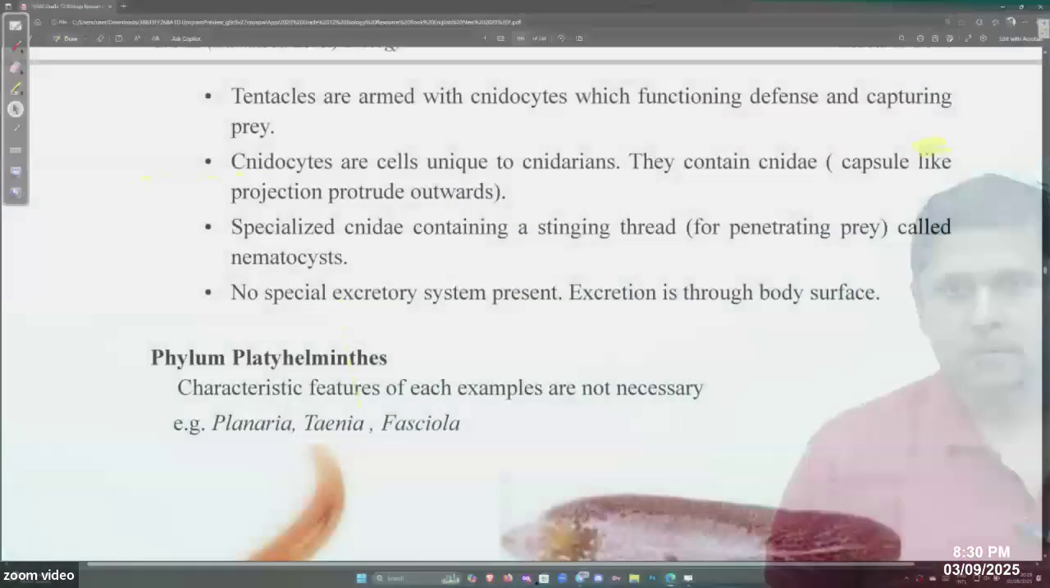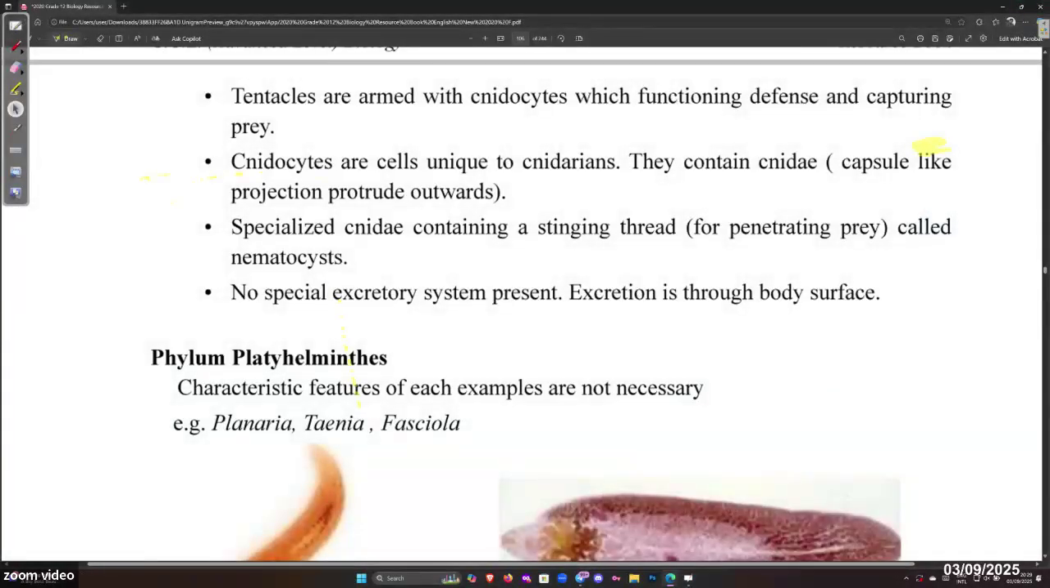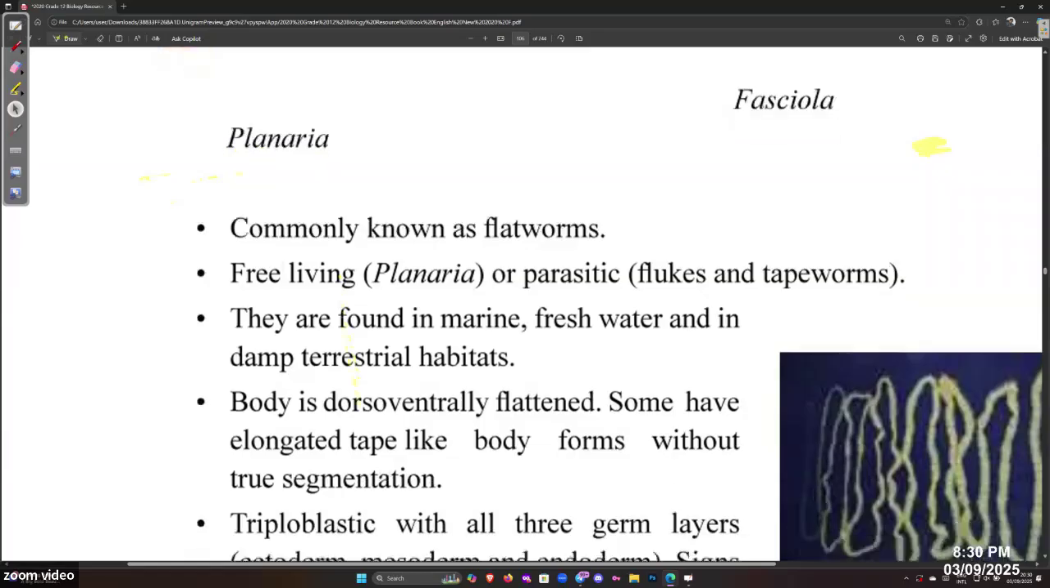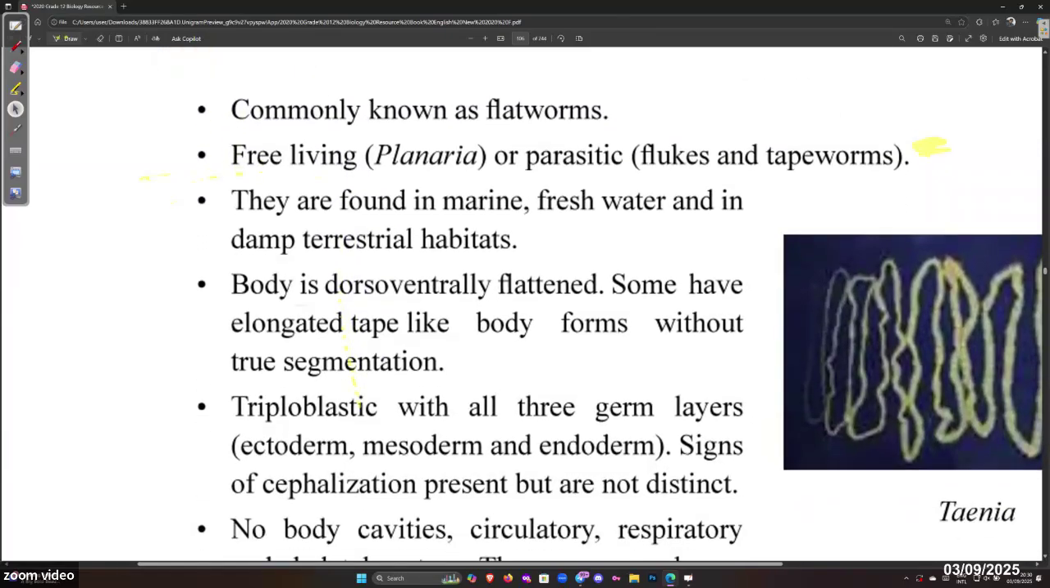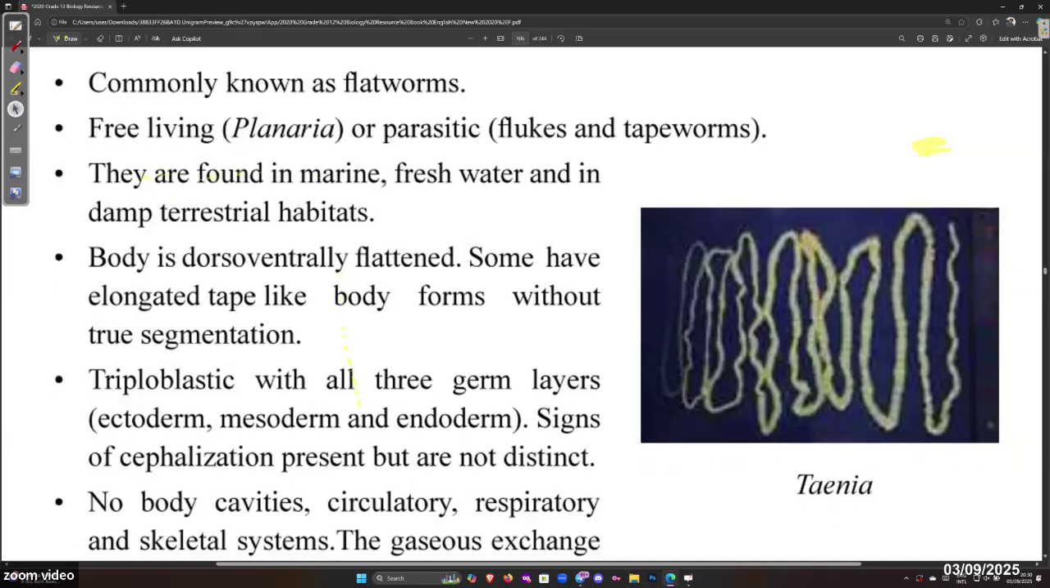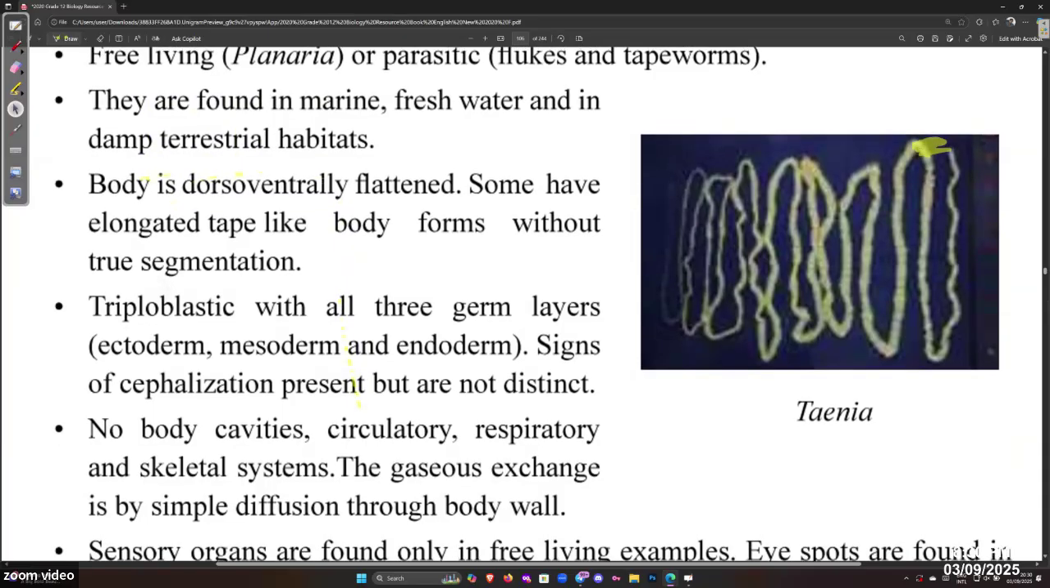Look at this. Phylum Platyhelminthes. So, planaria, tapeworm, Fasciola, the liver fluke. Commonly known as flatworms. Free-living, and they are found in marine, freshwater and damp terrestrial habitats. Body is dorso-ventrally flattened. Some have an elongated tape-like body.